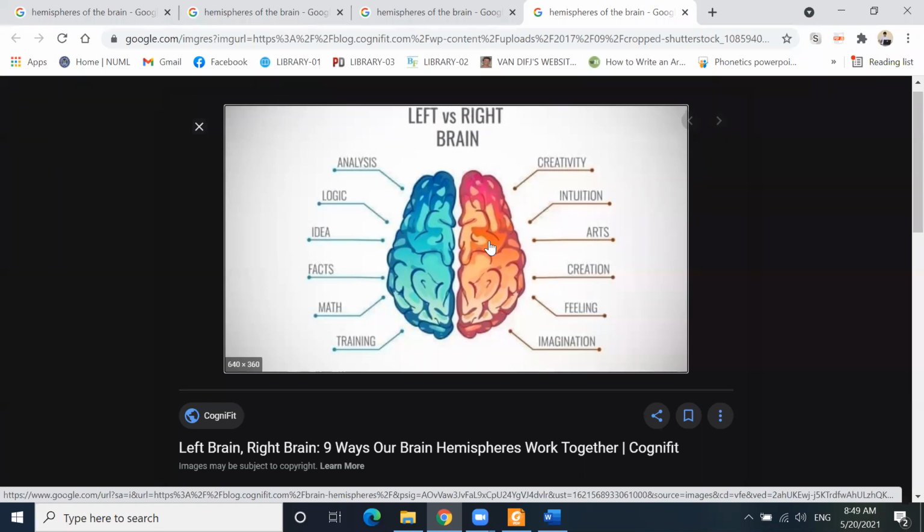People believe that the right side of the brain is responsible for creative activities, like our feelings, imaginations, art, creation. The left side is the logical part of the human brain, responsible for all the analytical activities, for example mathematics. These activities take place in the left hemisphere of the human brain.